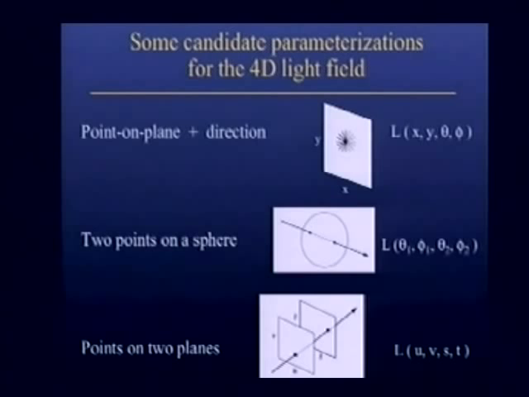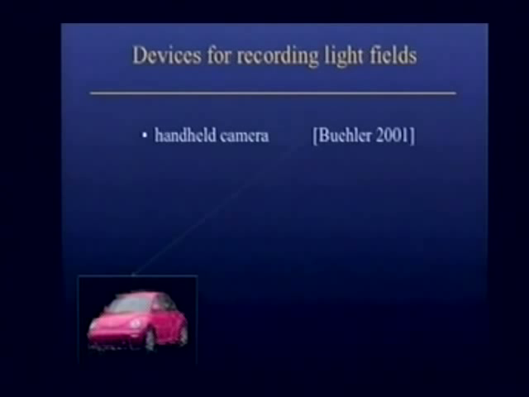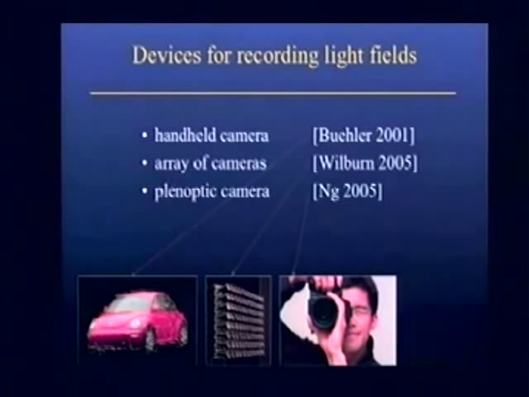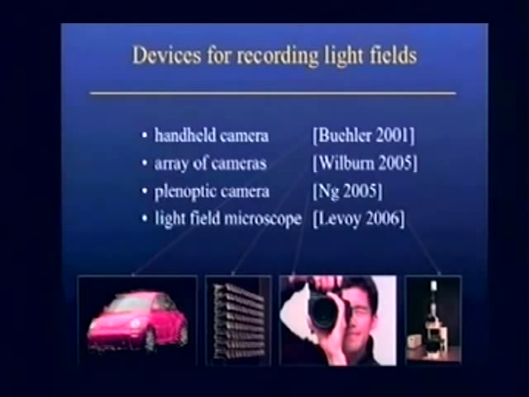Most of this talk will then be about devices for recording light fields. One simple way of capturing a light field is to just take a video camera and walk around an object like this Volkswagen. If you took a view at each one of those nodes, then this is a light field. Most of the light fields that I'll be talking about today will be more organized, such as an array of cameras or an array of micro lenses that have been put inside a handheld camera, or a similar array of micro lenses that have been put inside a microscope.